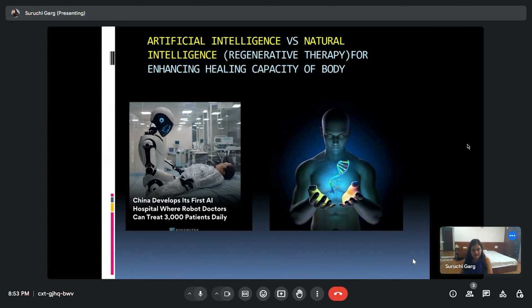Now, we're using very high-tech machines, ablative lasers, microneedling radio frequency machines, which are supported by artificial intelligence. So here I'm talking about natural intelligence, which is regenerative therapy for enhancing the healing capacity of the body. So basically, we're working with the enhanced natural intelligence of the body for promoting the healing process.